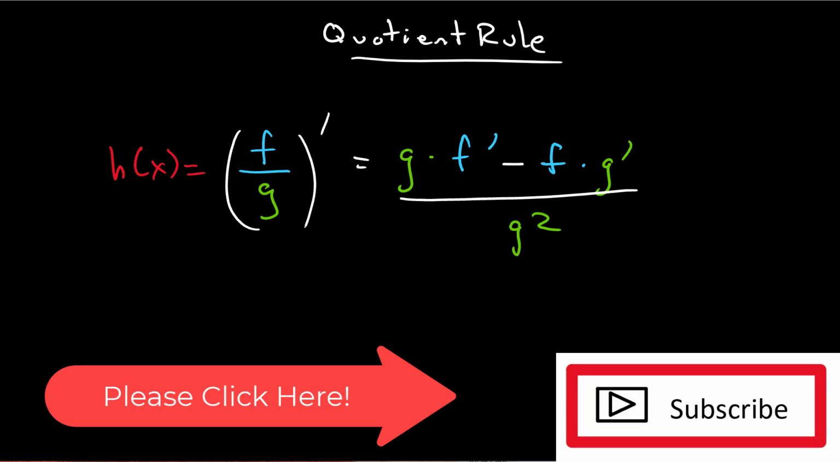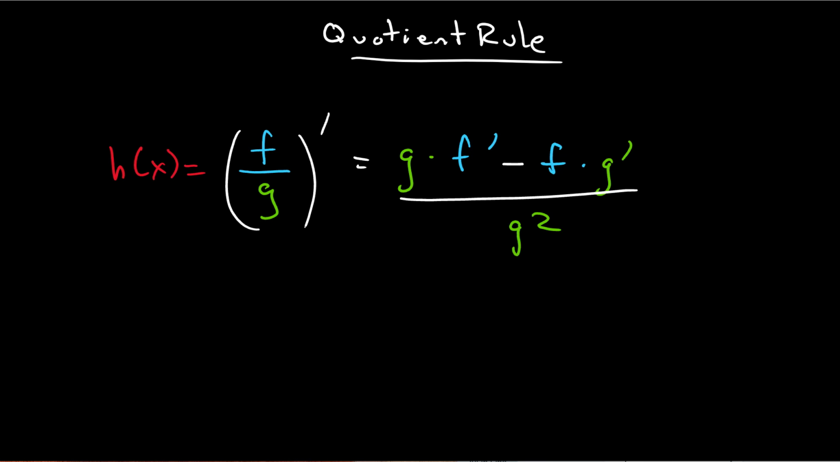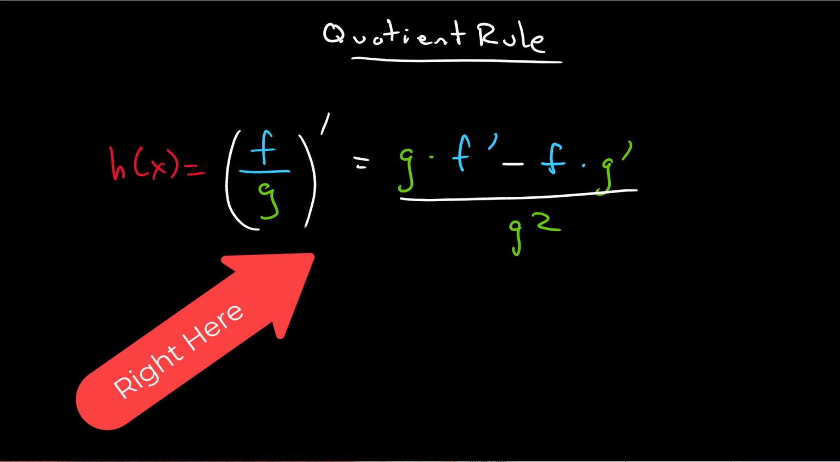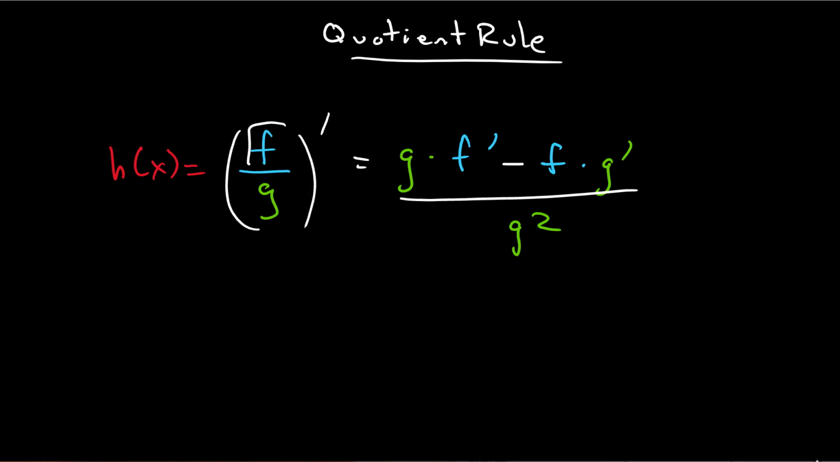Suppose I have a function h of x defined as a quotient of two functions f and g as given above, where f is the upper function and g is the lower function, and we want to find the derivative of that function, f over g. The quotient rule tells us that to find the derivative, we take the bottom function multiplied by the derivative of the top function minus the top function multiplied by the derivative of the bottom function all over the bottom function squared.